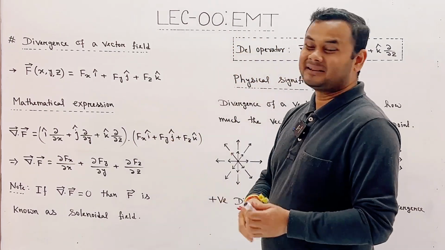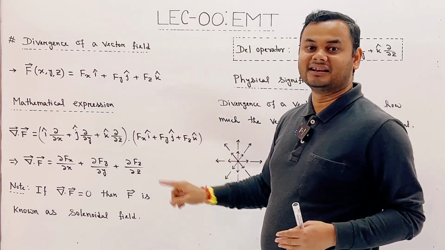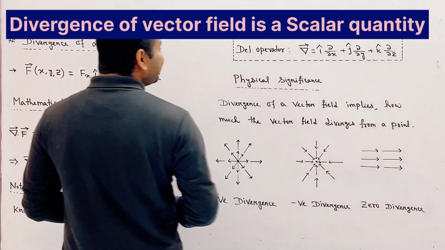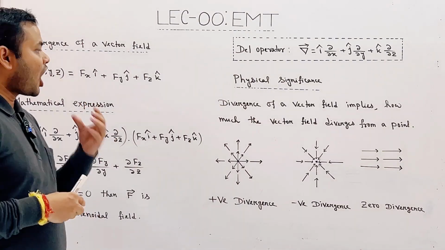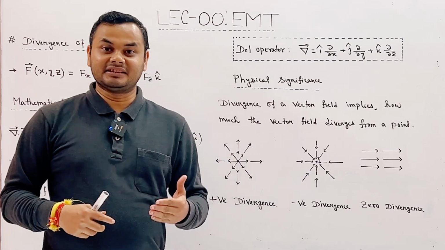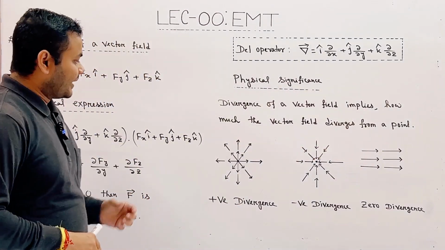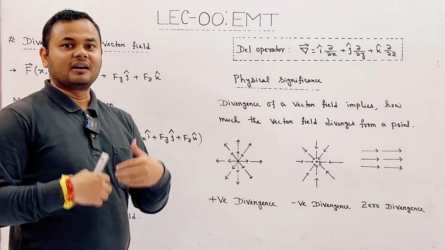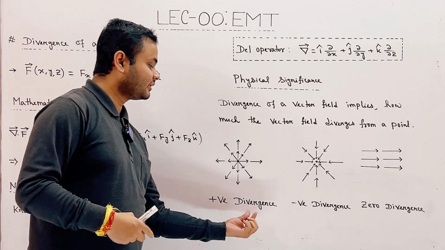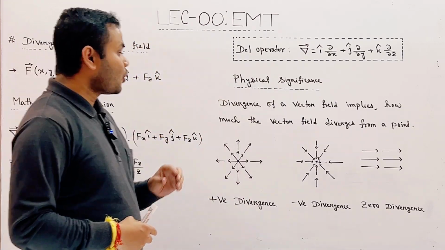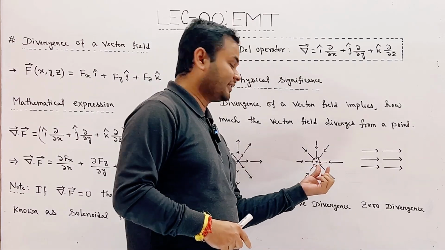So, from this mathematical expression we have seen that divergence of a vector field is a scalar quantity. Next, physical significance. The divergence of a vector field tells about how much the vector field diverges or spreads out from a specific point. When the vector fields are diverging from a specific point, then it is known as the positive divergence.